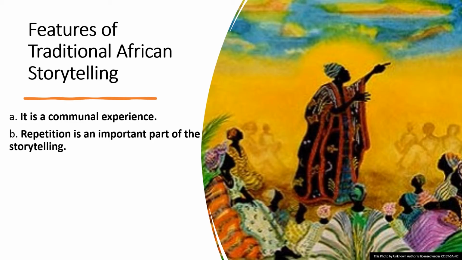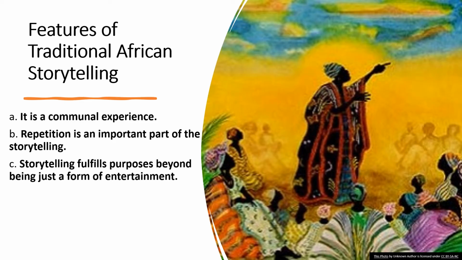Next, repetition is an important part of the storytelling. The storyteller may repeat stanzas, words, or phrases, and the audience may repeat those words back to the storyteller as well when doing call and response. Another characteristic would be storytelling fulfills purposes beyond being just a form of entertainment. It is a way for Africans to enrich their culture as well as pass it on. And finally, tone is a vital part of the storytelling.